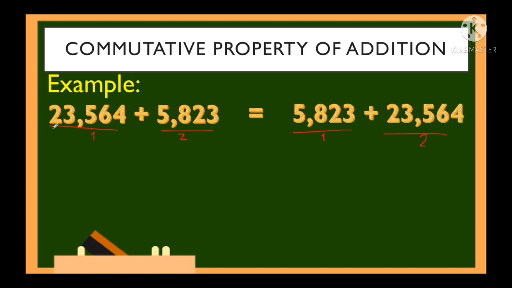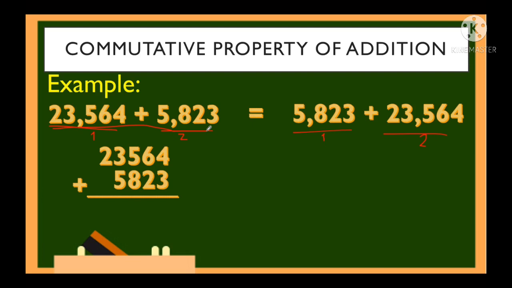So we will solve this one first. So we have 23,564 plus 5,823. Okay, so we add them. What is 4 plus 3? 7, correct. What is 6 plus 2? 6 plus 2 is 8, correct. What is 5 plus 8?